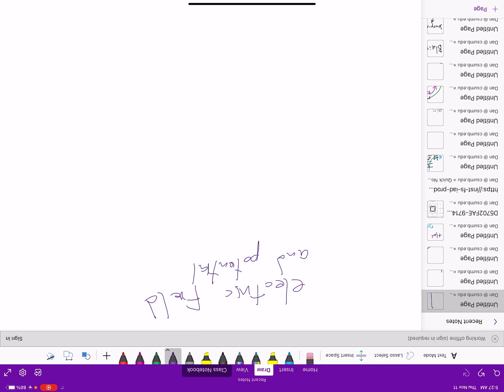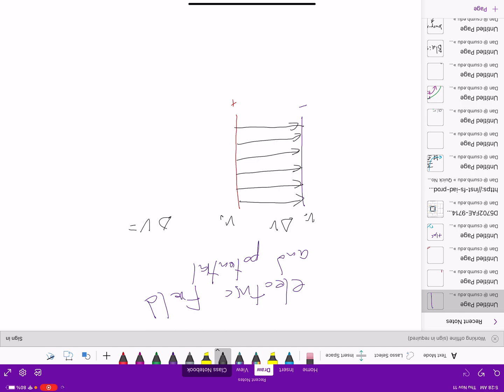So let's start with two planes, a plane that's positive and a plane that's negative, like this one here. And consider that the electric field is going to be directed from the positive plane to the negative plane, as such. And of course it's uniform, as we know for planes. What we're interested in is the potential difference between these two planes. In other words, the potential of the positive plane minus the potential of the negative plane is what is meant by the potential difference.